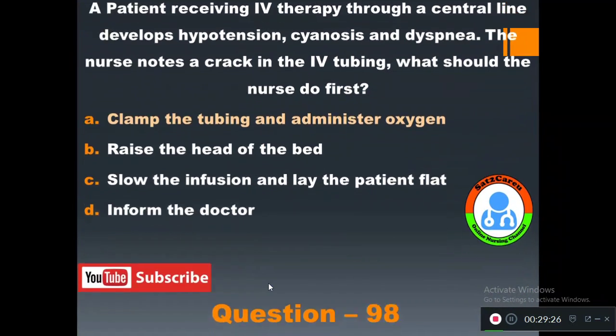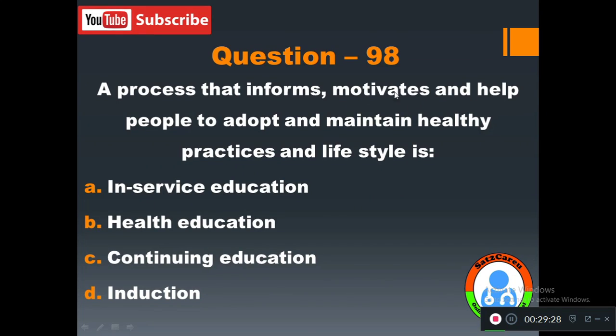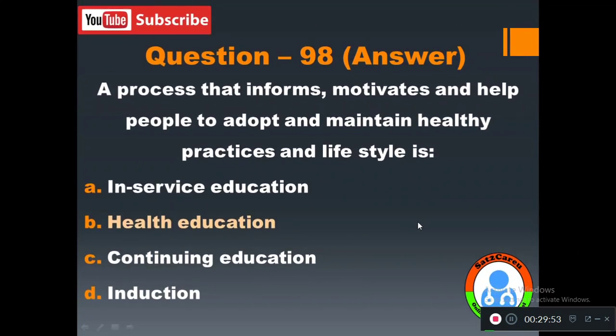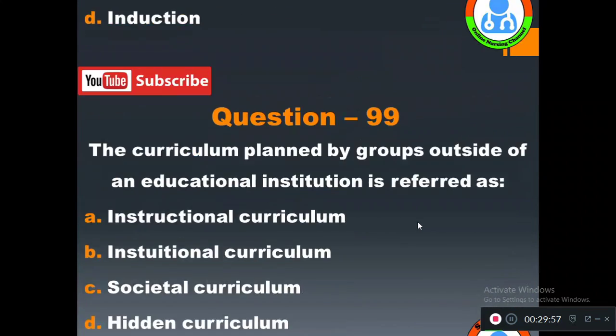Question number 98. A process that informs, motivates, and helps people to adapt and maintain healthy practices and lifestyle is: option A, in-service education; B, health education; C, continuing education; D, induction. The process that informs, motivates, and helps people to adapt and maintain healthy practices and lifestyle is option B. Health education is the right answer. Move on to question number 99.